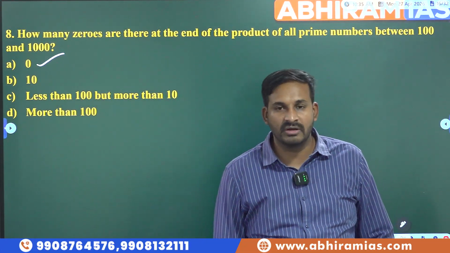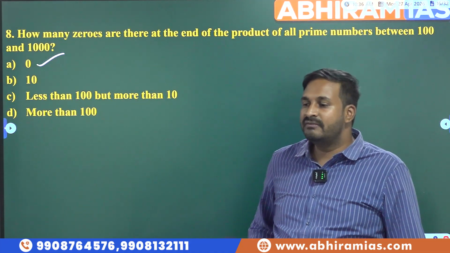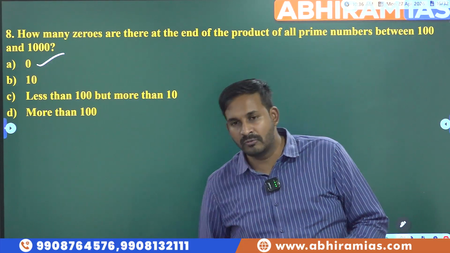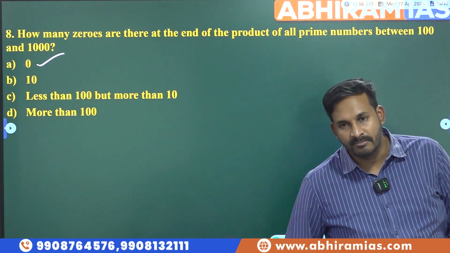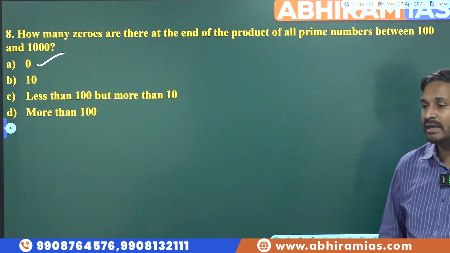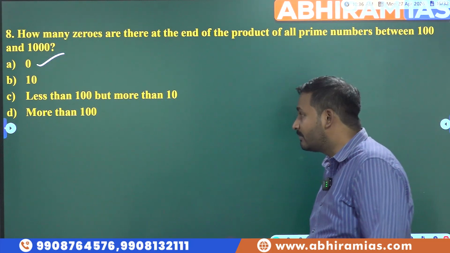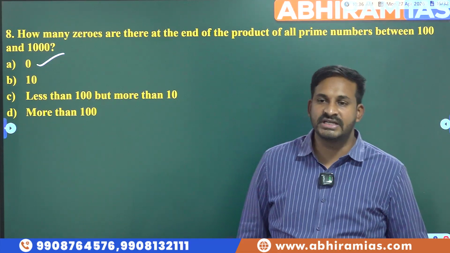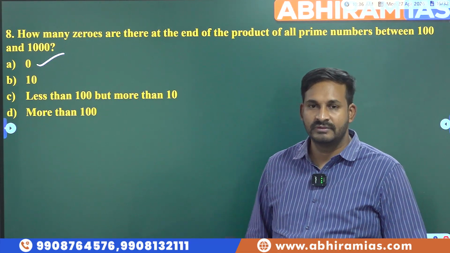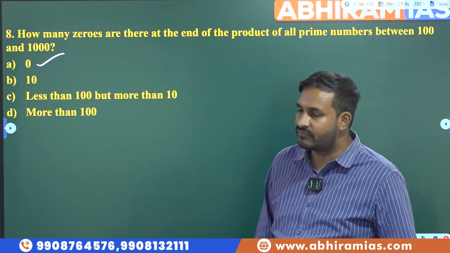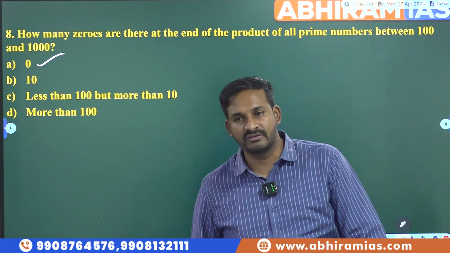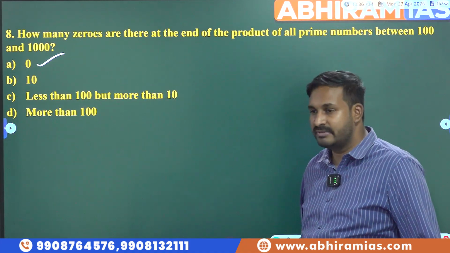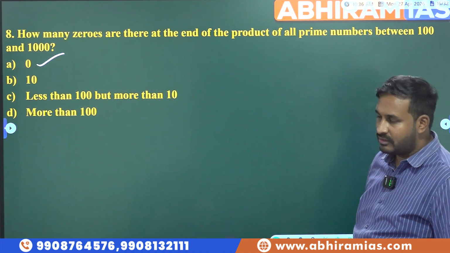Why? Because there will be no prime numbers between 100 and 1000 which end with the digits 2 or 5. There are no prime numbers ending with 2 or 5 at all. So that is the reason our answer will become 0. Our answer here becomes 0.